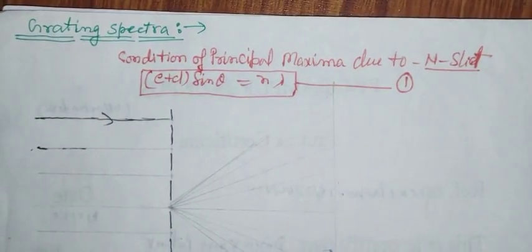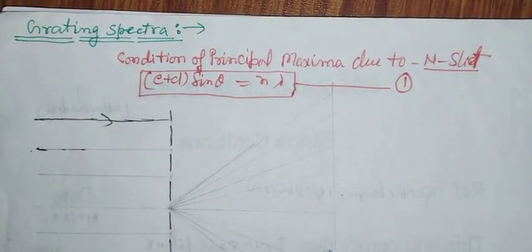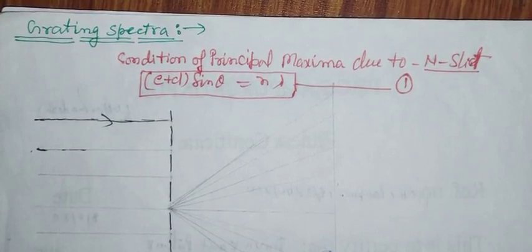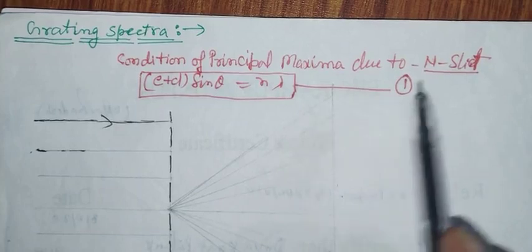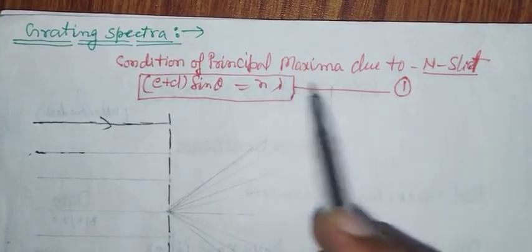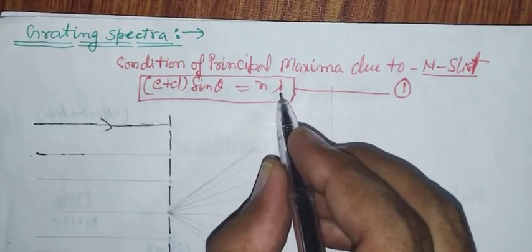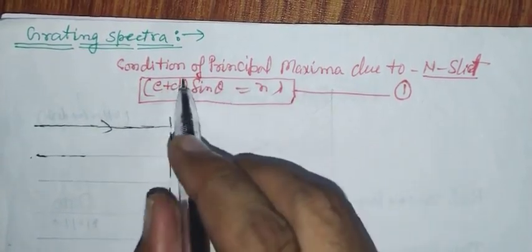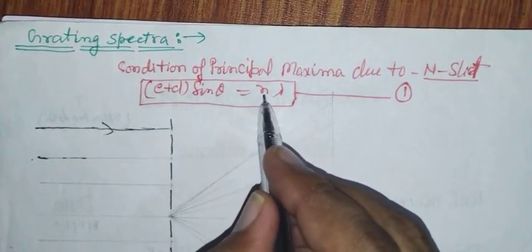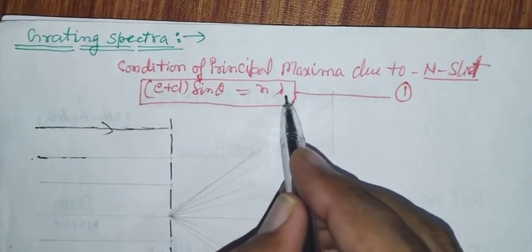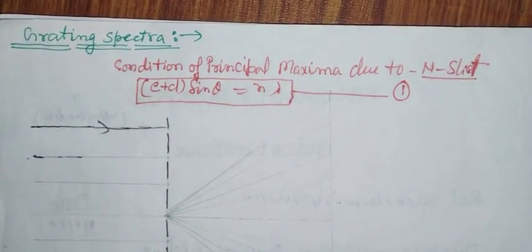We know that with the help of the grating a diffraction pattern is obtained, and in this diffraction pattern the condition of principal maxima due to Young's slit or plane transmission grating is given by (e + d) sin theta = n lambda, where (e + d) is the grating element, theta is the angle of diffraction, n is the number of the order, and lambda is the wavelength of light.